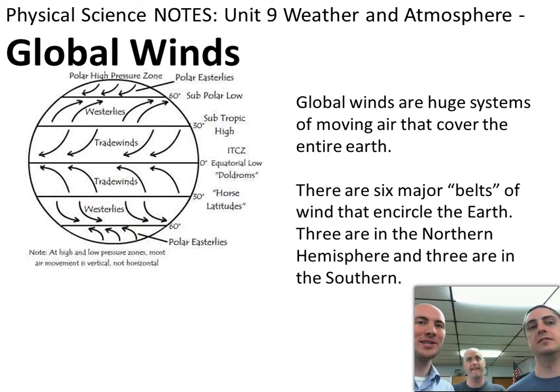And those are the belts of winds, by the way. You've got what are called the westerlies, and those are winds that blow from west to east. Then you have the easterlies, or the polar easterlies, because they're at the poles, and they go from east to west. Then you've got the trade winds, which are in the middle, and this fun little area called the doldrums. And we'll talk about that.